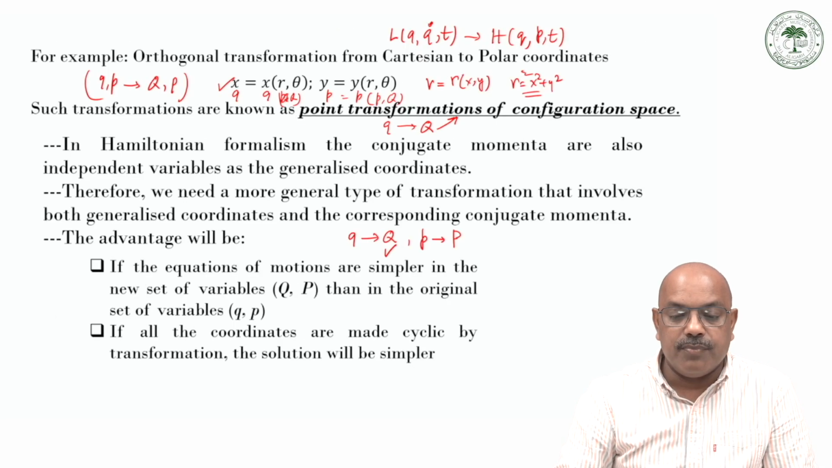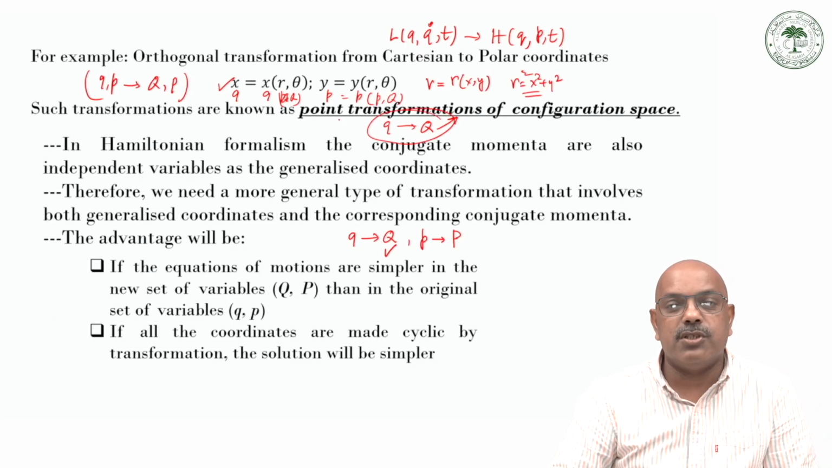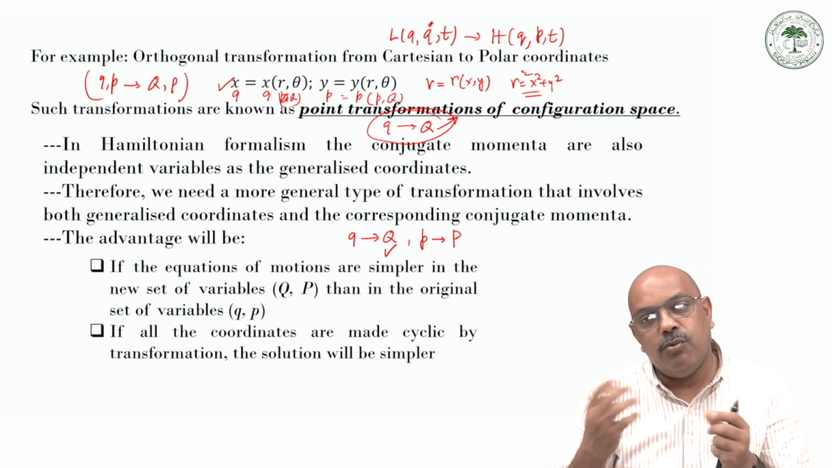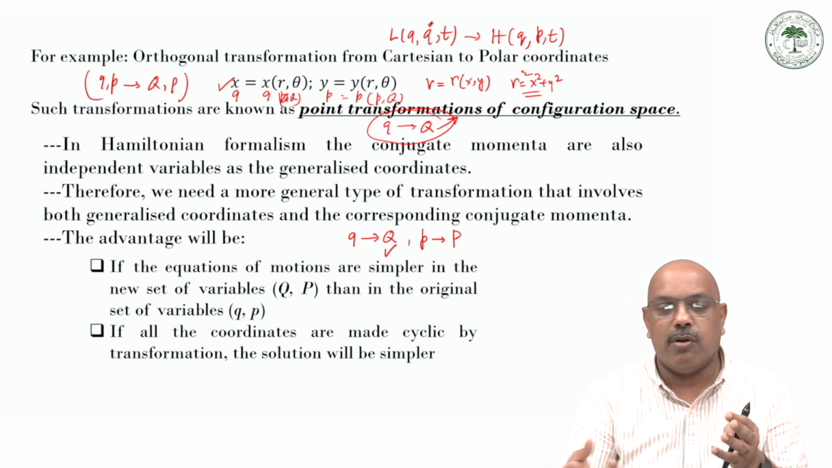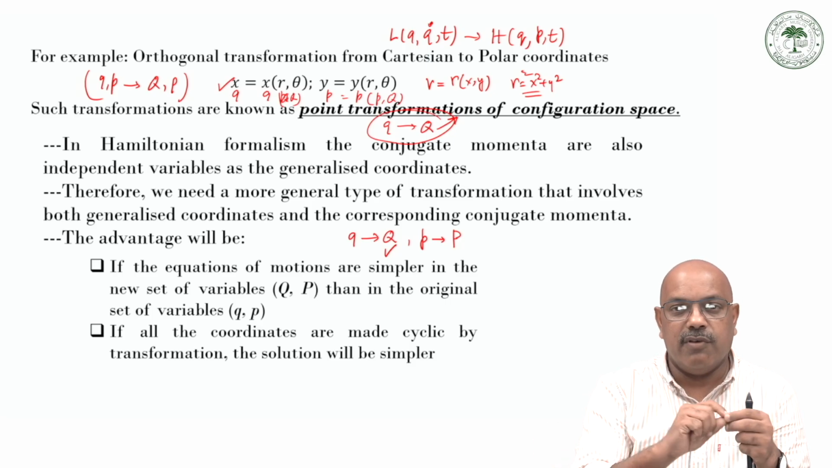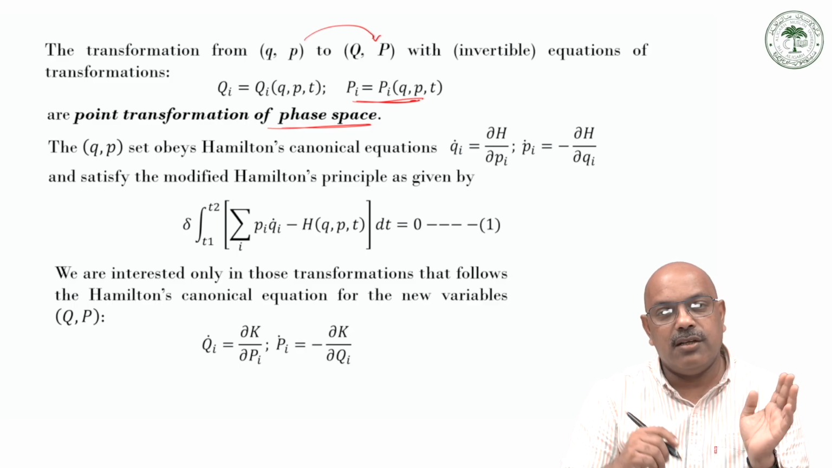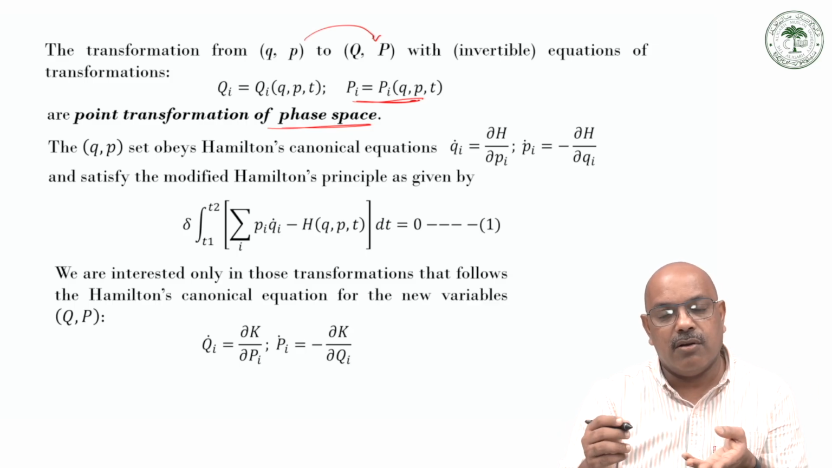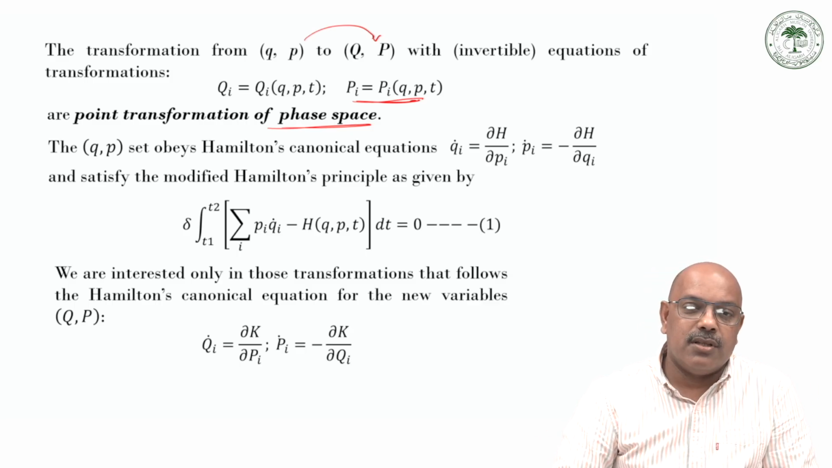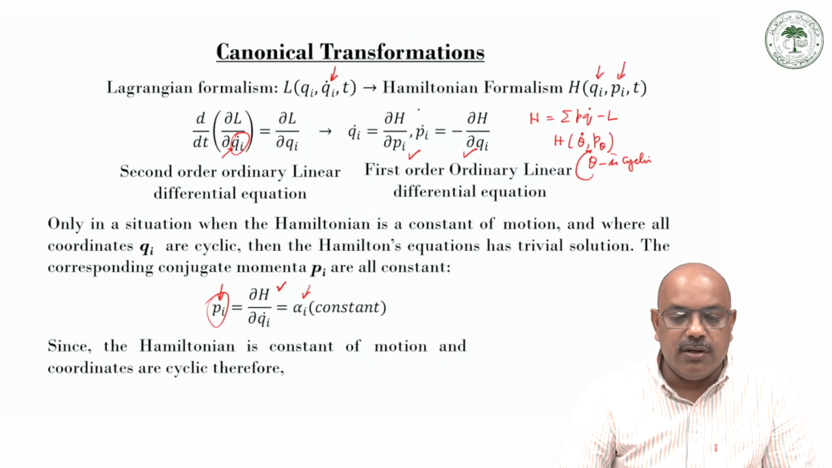Okay, so you know that point transformation in configuration space is a transformation from old coordinates to new coordinates, and you can also go from new coordinates to old coordinates. That is transforming a point from one space to the other within configuration space. And if you add the momentum transformation correspondingly, then this is going to be a point transformation in phase space. Okay, so what is a canonical transformation?